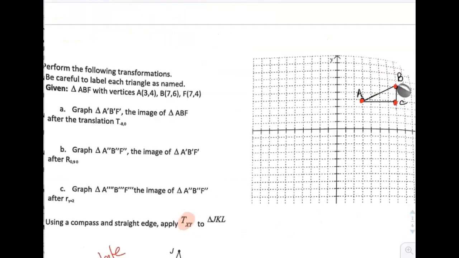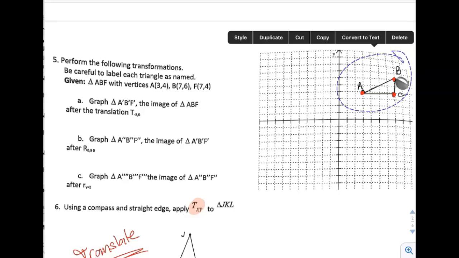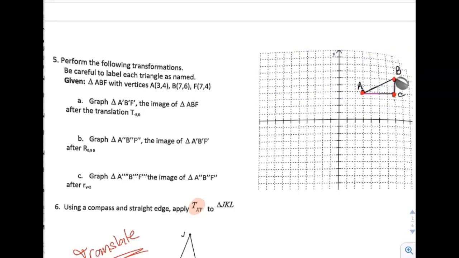Question 5. I have it plotted already: (3, 4), (7, 6), and (7, 4). A says, translate it (-8, 0). So I'm going to go 1, 2, 3, 4, 5, 6, 7, 8, and 0. So that's to the left, 0 up. I saw some people in class going up and down. Make sure that if it's the x-coordinate that's moving, you're going left and right. And that is actually now A prime, B prime, C prime.